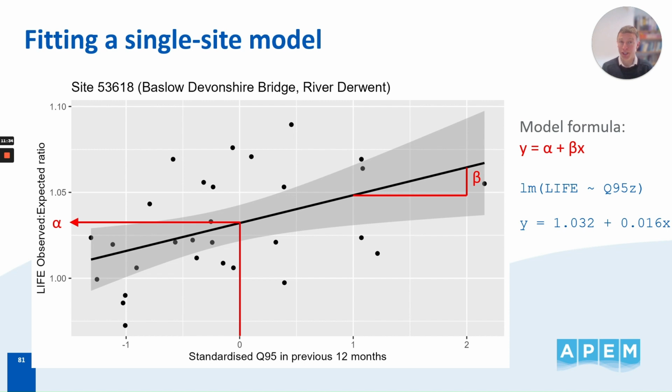Now this is possibly the simplest kind of hydroecological model that you could build. We've got data for one site, we've got a single predictor variable, and we're assuming a straight line relationship.